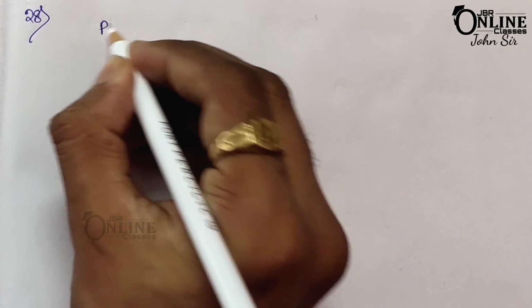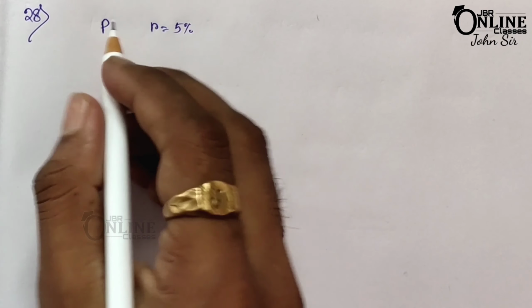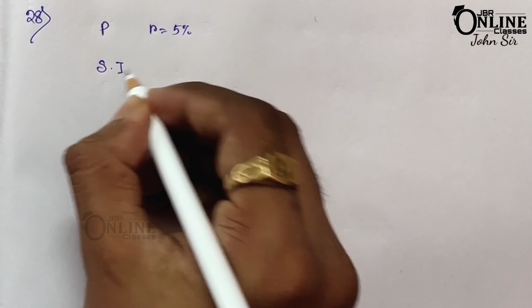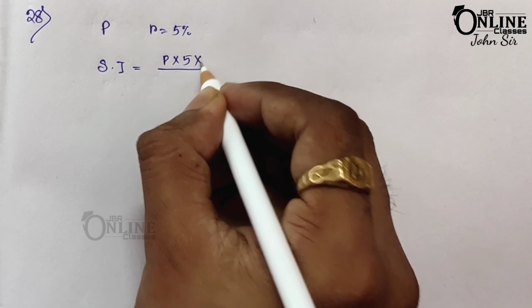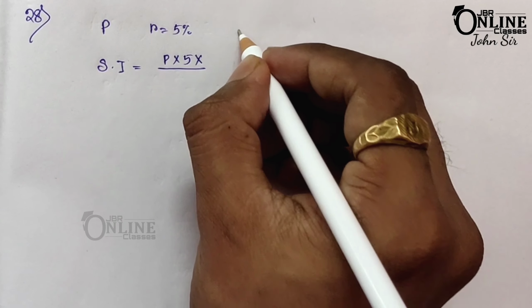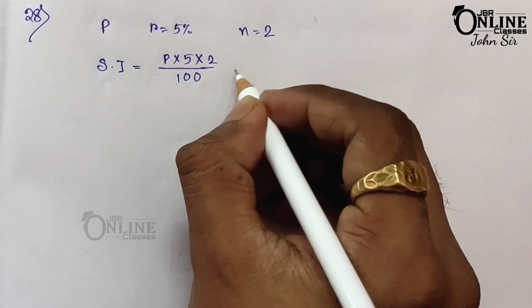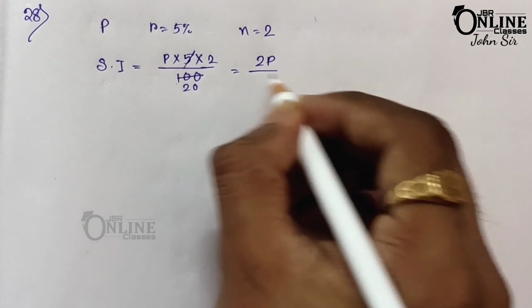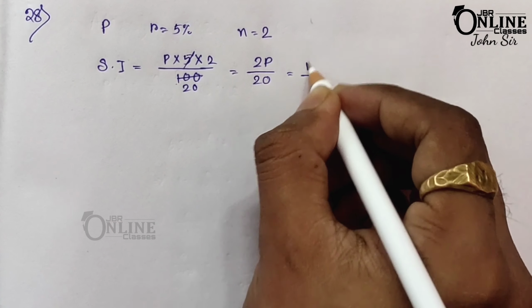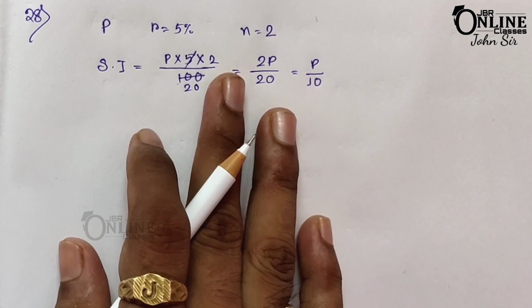So if P be the principal and rate equal to 5%, then the simple interest, that means SI will be P into 5 into, and for how many years? For 2 years. So here n equal to 2, so 2 by 100. Okay, so that will be 2P by 20, that means P by 10. So P by 10 is the simple interest for 2 years.